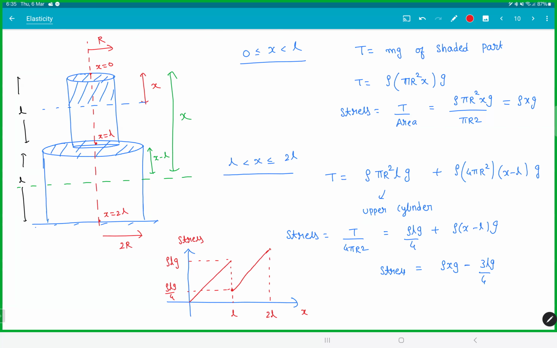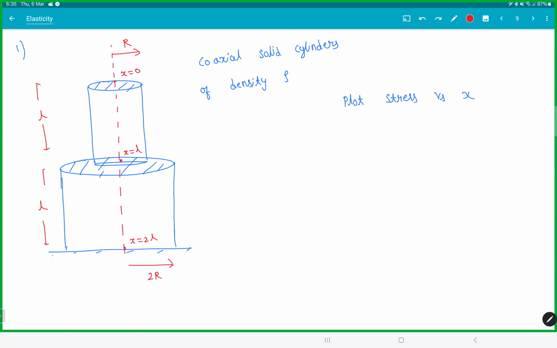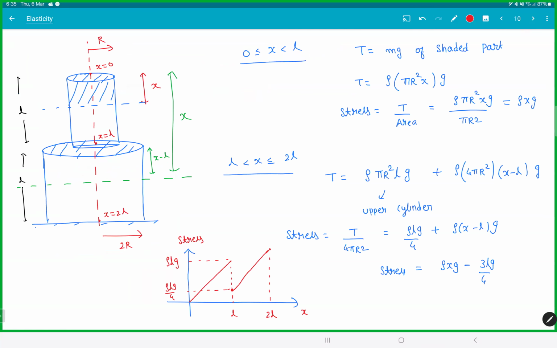This is how the graph looks, everyone. You have a discontinuity at x is equal to L. The stress suddenly becomes 1/4, isn't it? Think about it. If you are here, what is the stress? Total weight by area. If you go just below this, suddenly the area becomes 4 times, no? The stress will suddenly drop because the area suddenly became 4 times. Have a look at this. That is how the graph looks, everyone. Two straight lines. The first one passes through the origin and the second one goes from there.